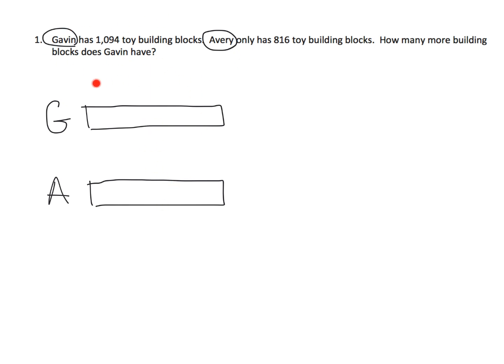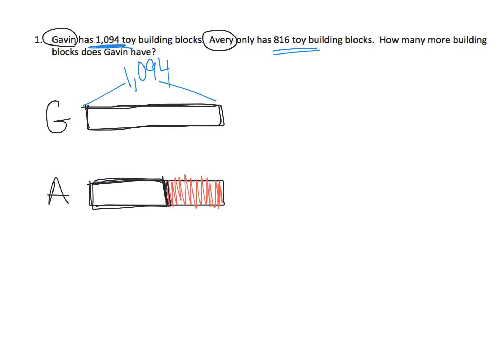And then I'm going to go back and read the question again. So it says Gavin has 1,094 toy building blocks. So that tells me this length right here is 1,094. Continuing to read, it says Avery, so really I should underline that right there. Good. Then it says Avery only has 816 toy building blocks. So that tells me this tape diagram is supposed to be smaller than this tape diagram. So I'm going to cross it off, or sometimes I even use an eraser and erase some arbitrary amount just to show that Avery's tape diagram is supposed to be shorter than Gavin's tape diagram. And this part, we are told, right here is 816.